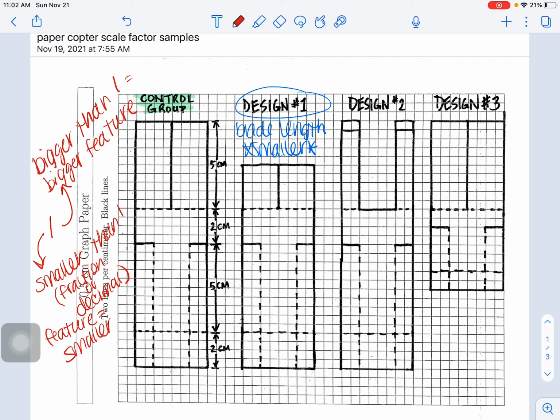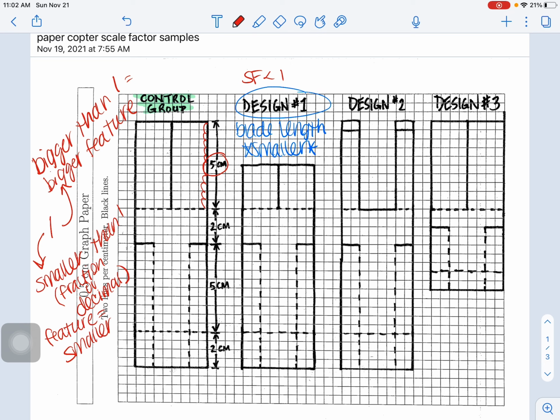So now looking at our design number 1, we already said it's going to be a smaller feature, right? So then our scale factor should be less than 1. So let's keep that in mind. All right, so on our control group, we know that the blade length was 5 centimeters, and it was 1, 2, 3, 4, 5, 6, 7, 8, 9, 10 boxes.